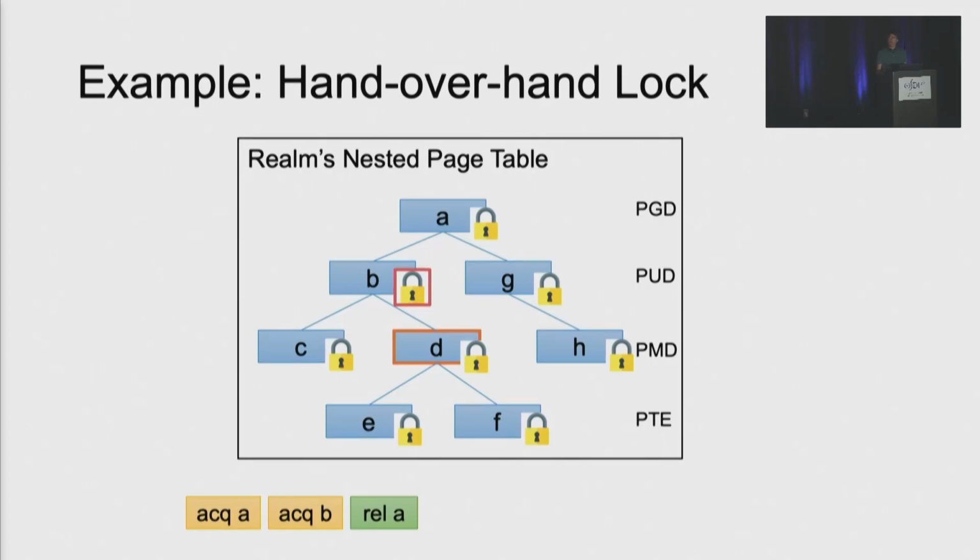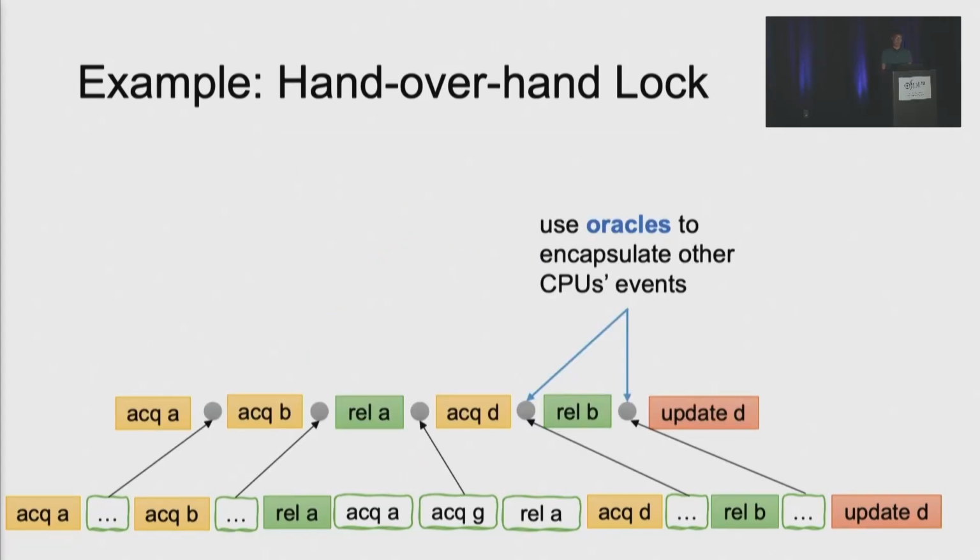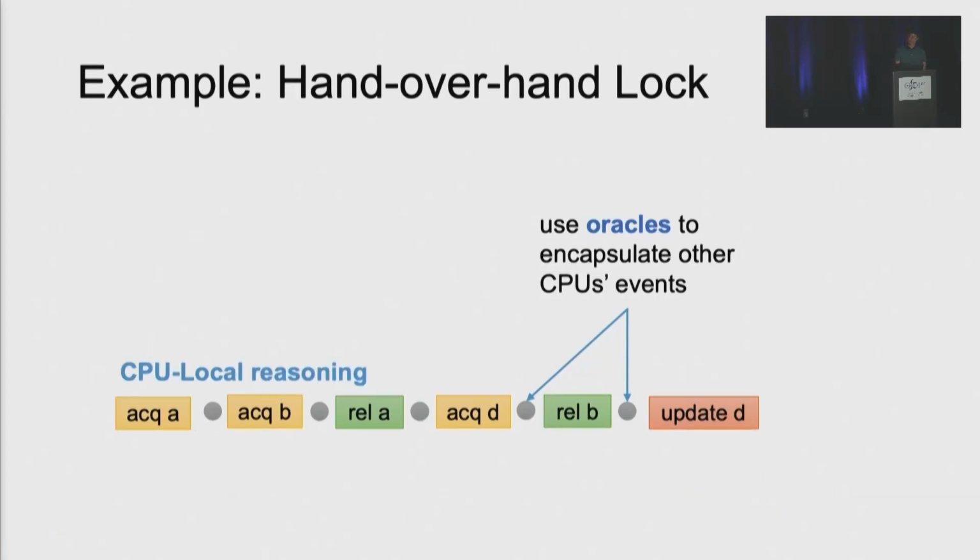Actually, in a concurrent system, other CPUs can interleave with the local CPU and also generate events. For example, after we release the node A, other CPUs can start walking the tree as long as they go to different branches. They can acquire A and acquire G, and then release A similar to the local CPU. And actually, other CPUs may generate events after every local step. Similar to the previous work, CertiKOS and SeKVM, we use oracles to encapsulate other CPUs' events, denoted as the gray circles. Using oracles, we can focus on the current CPU's behavior, and all its interaction with other CPUs can be simulated by querying the oracles. This is also called CPU local reasoning.